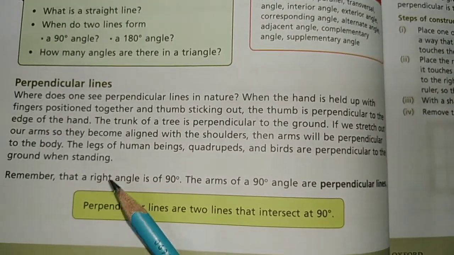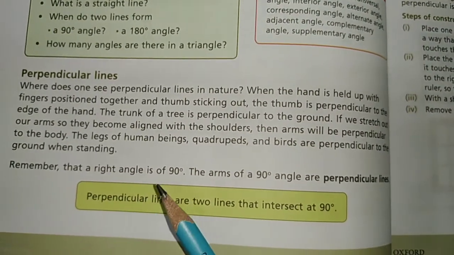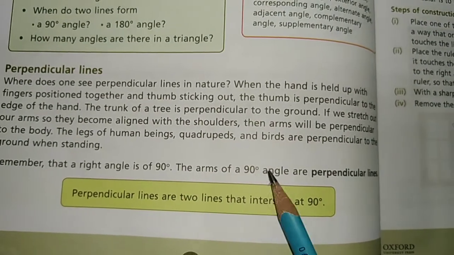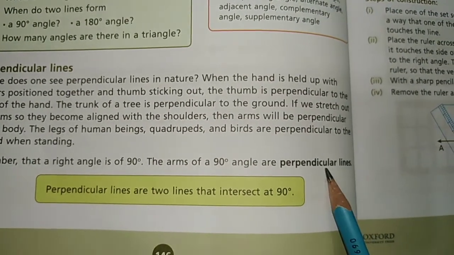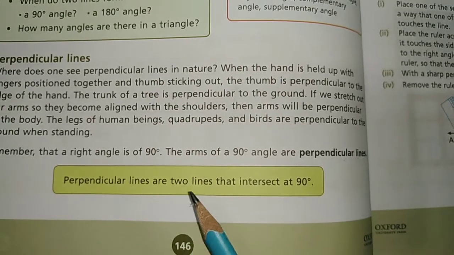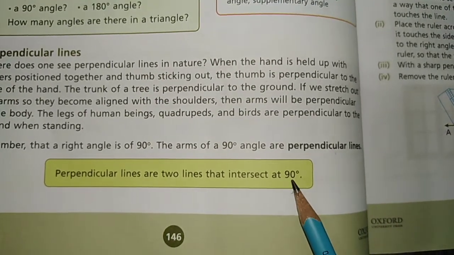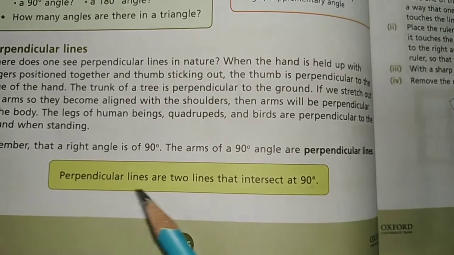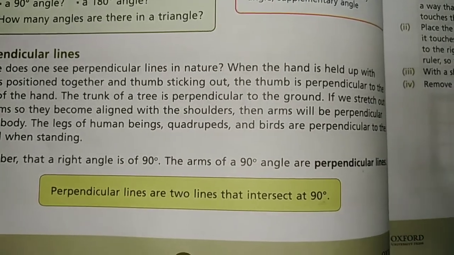So remember that a right angle is of 90 degree. राइट एंगल हमेशा 90 डिग्री को कहेंगे. So the arms of a 90 degree angle are perpendicular lines. Perpendicular lines are two lines that intersect at 90 degree and 90 degree is also called a right angle.